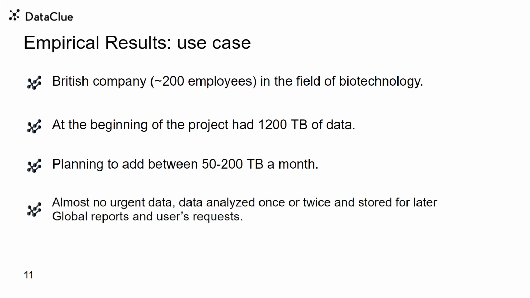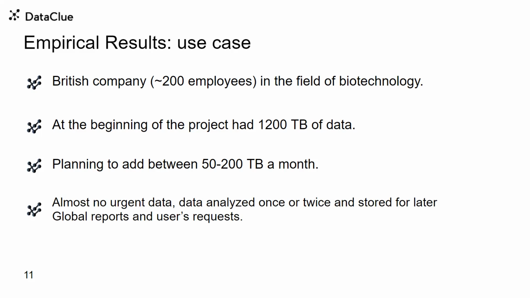And finally, most of the data is not urgent data. It's analyzed once or twice during the pre-process phase, and it's mainly stored for global reports afterwards, for user requests, which are not really often. So it's mainly a high peak in the beginning, a high peak somewhere in the future, and nothing in between. Again, this should be taken into consideration while developing the fitness function.